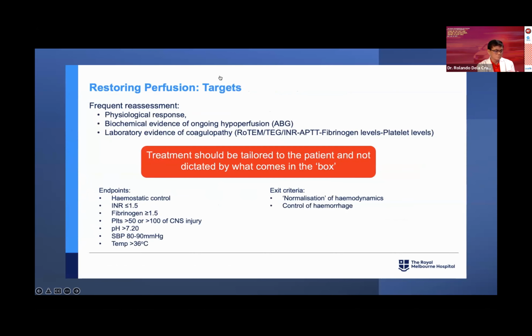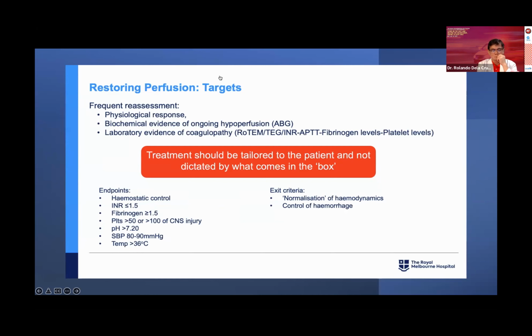Now, as we continue to resuscitate our patients, particularly with blood products, we do need to consider our targets and our endpoints. I think it's really important to have frequent reassessment, particularly in relation to the physiological response that the patient displays, but also to the biochemical evidence of ongoing hypoperfusion or correction thereof. And I like to use blood gas analysis for this.